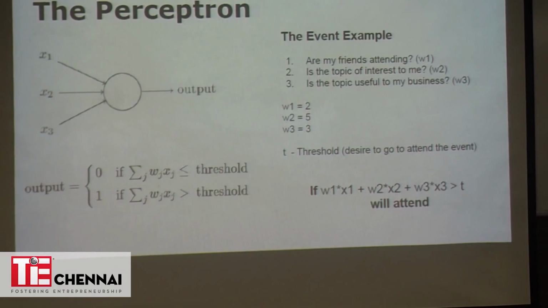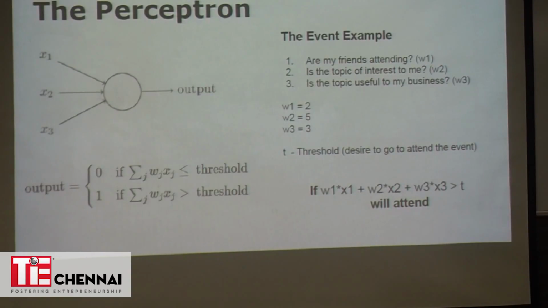Right? I can set the threshold to 3, in which case I'll go to most of the events. I can set this threshold to 7, in which case I may not go to a lot of these events. So that depends on your individual situation, and you adjust this whole thing. There is a fundamental principle behind this.